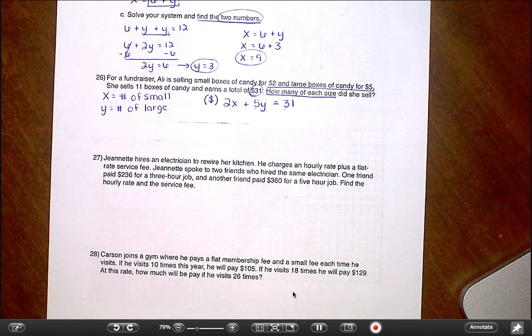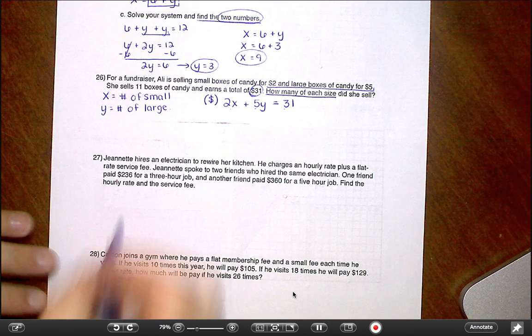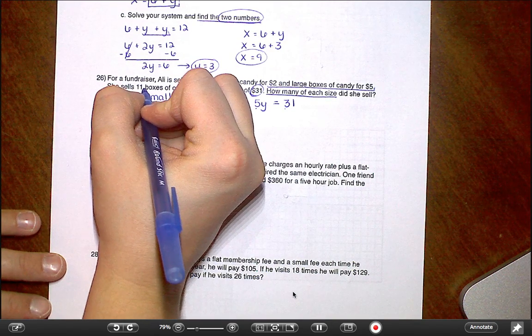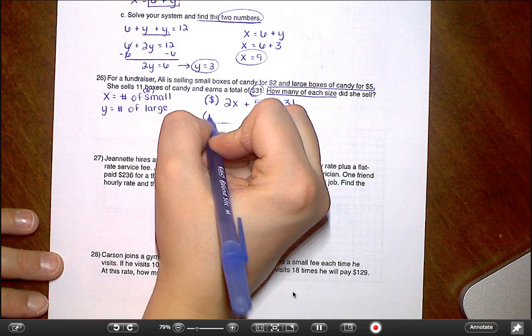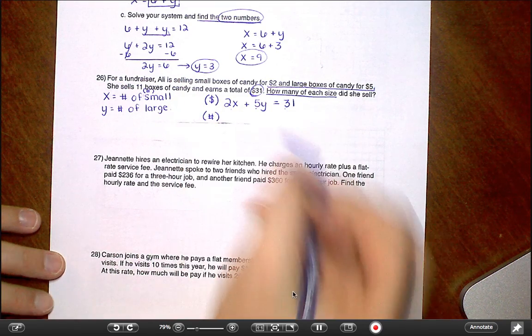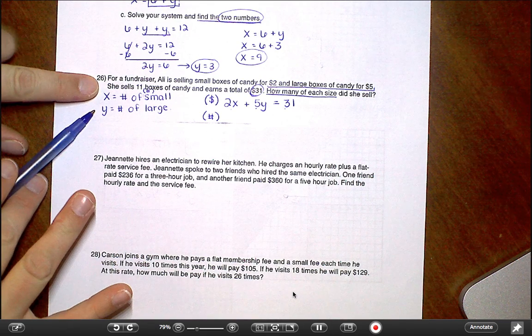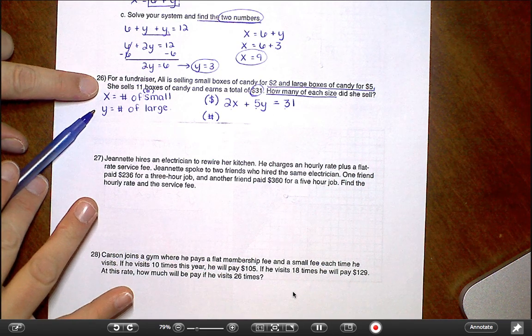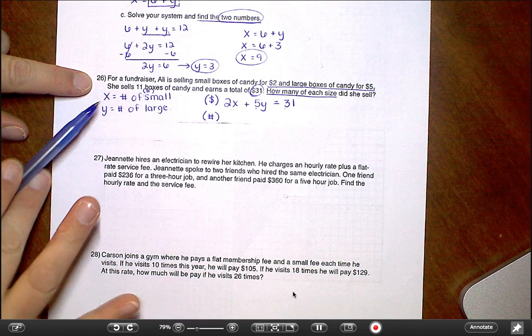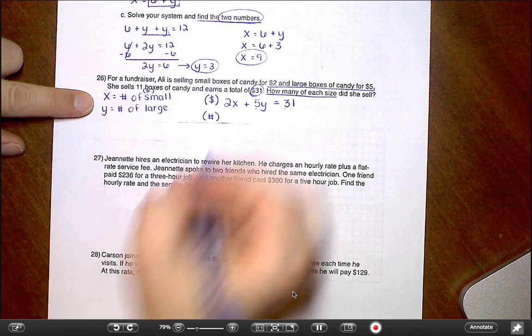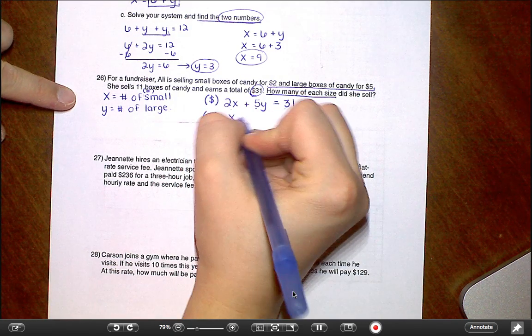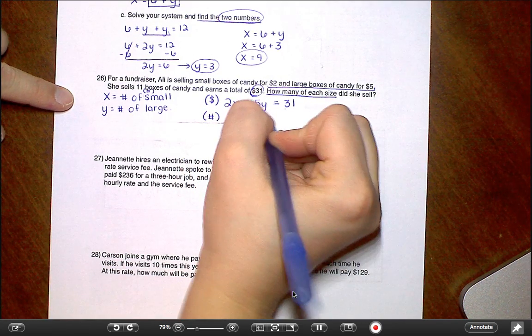Now, the other piece of information I have here is that I sell 11 boxes total. That's a number of boxes there. So my other equation is going to deal with the number of boxes I sell. X and Y both represent numbers of boxes. So if I take the number of small and the number of large together, that's going to be 11. So that's just going to say x plus y equals 11.